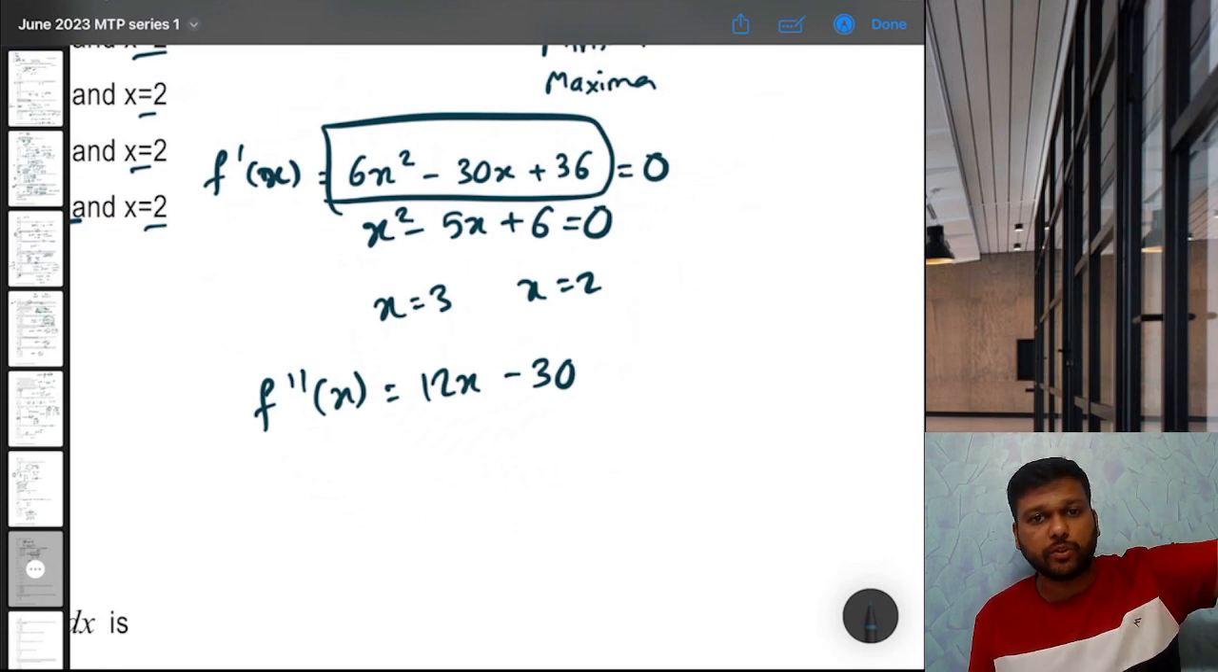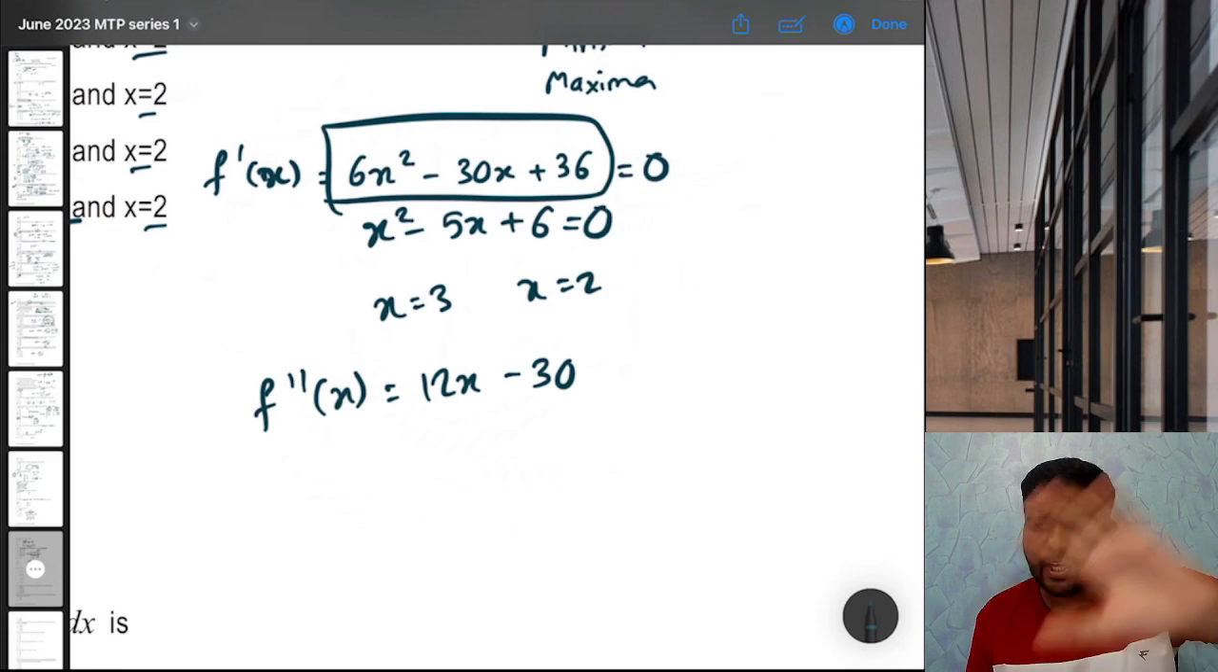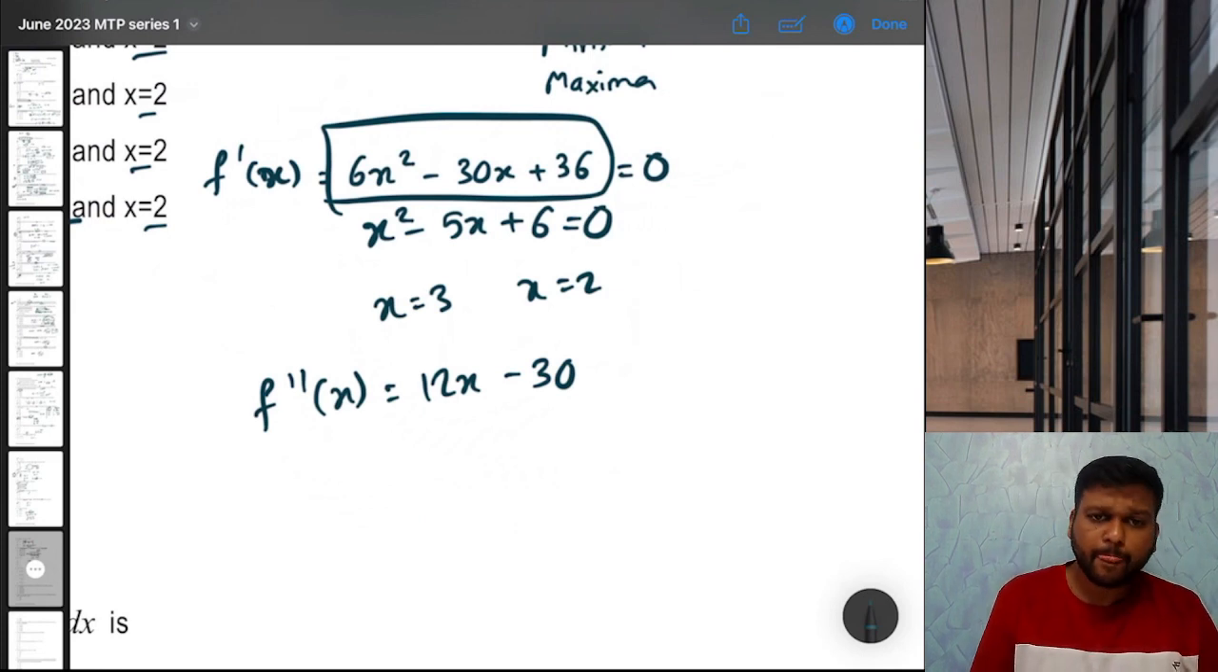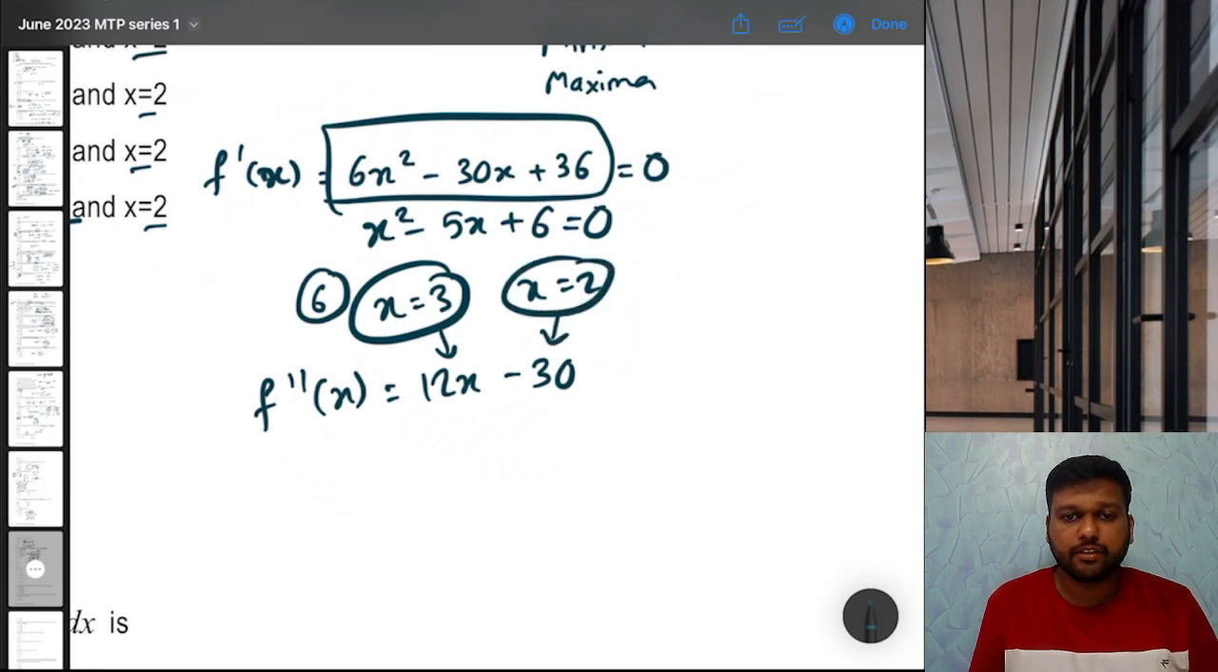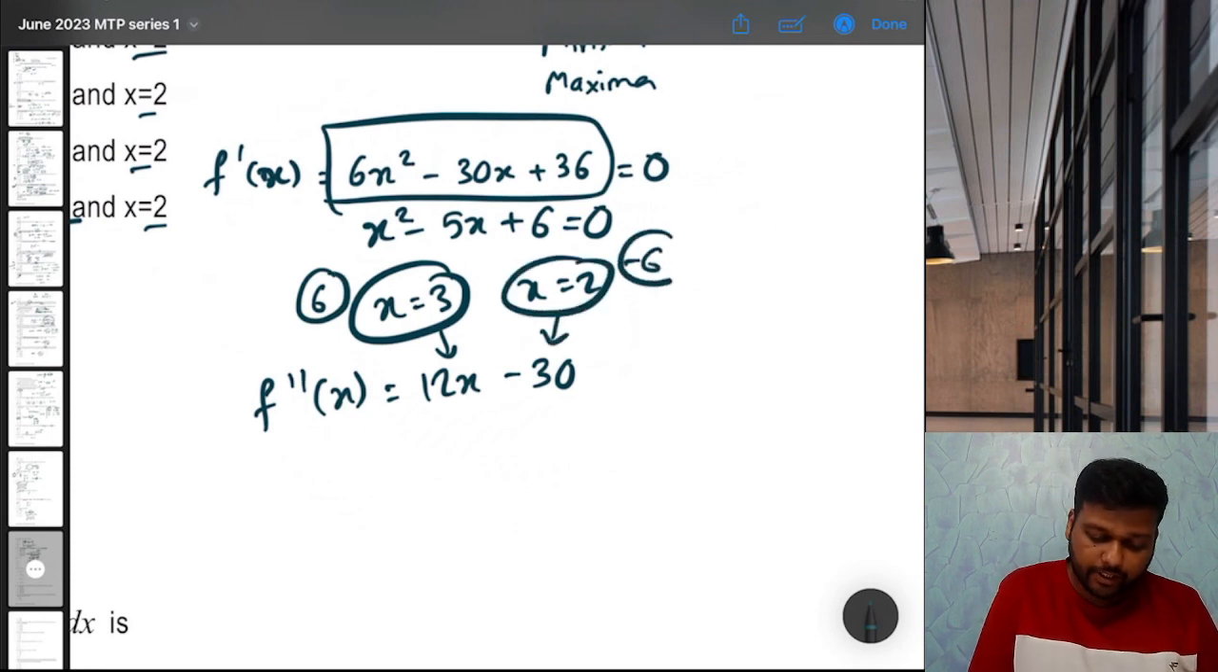So for details you can go through it. You'll get to know the entire concept. Now what we do? We put x is equal to 3 in this. So that is 12 into 3, 36 minus 30. That gives us 6. Then we put x is equal to 2 in this. That is 24 minus 30 is minus 6.